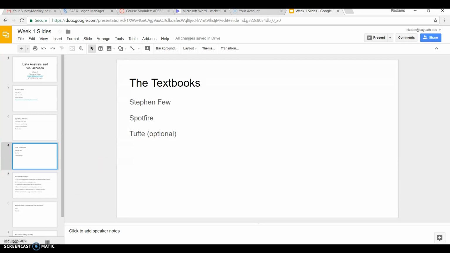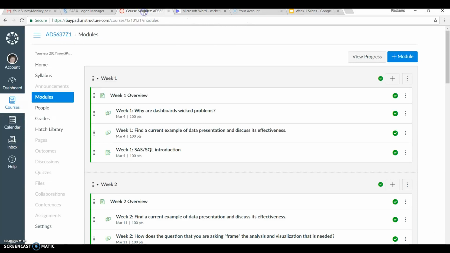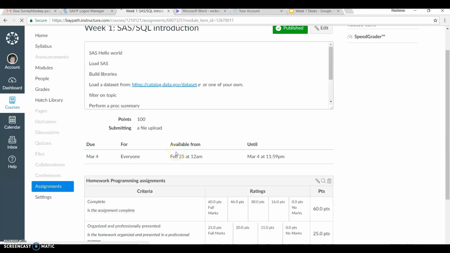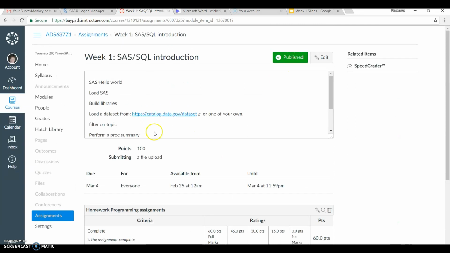All right, the last thing to cover will be the homework, the SAS SQL homework. In this case, I have SAS Hello World: load SAS, build some libraries, load a data set of your own, filter on a topic, and perform a proc summary.